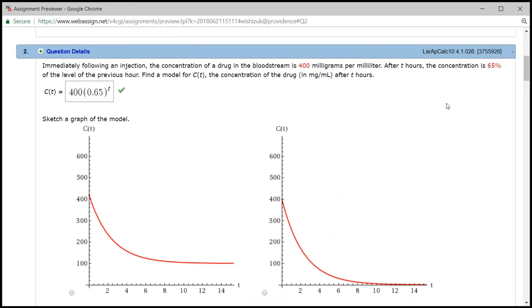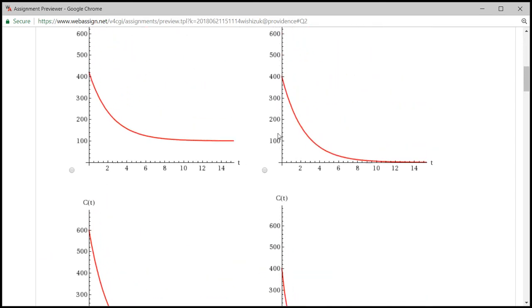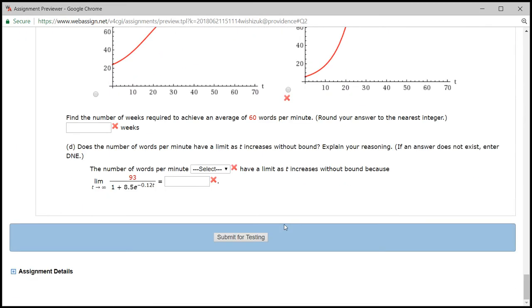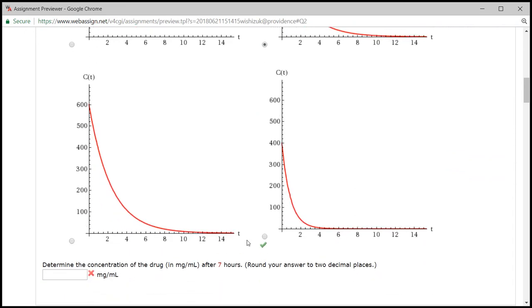Then the rate is, let's see, after 1 hour, it's 65%. If you look at the one and you go up here, that's about 65% of 400. But if you go here, the value is way too small, so it decreases way too fast. So this should be the correct picture. Let's check that. Submit for testing. It came back and it looks like we got this picture correctly.